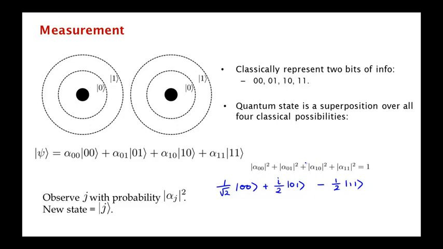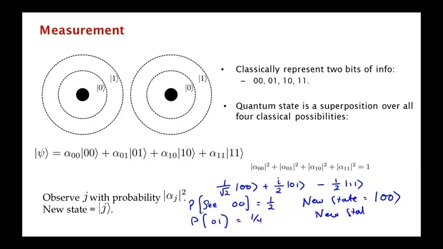So now what happens when you measure the system? Well, what happens is that you see 00, that both of the electrons are in the ground state, with probability 1 over 2, the square of this. And then the new state is 00. The probability that you see 01 is a quarter, and then the new state is 01, etc. Okay, but now you could ask a different question. What happens if instead you measure only the first qubit? What's the result of that measurement?